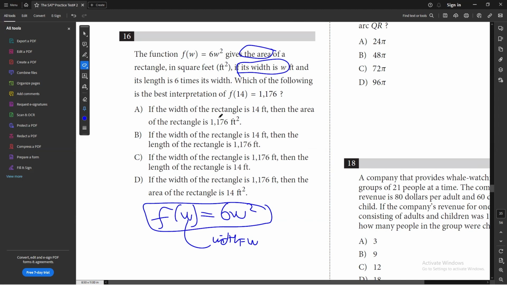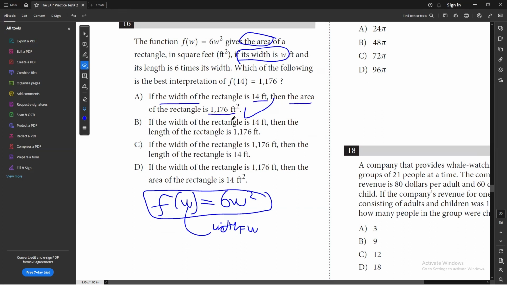If the width of the rectangle is 14 feet, the area of the rectangle is 1176 square feet. This is correct because it's saying the width and we're finding the area, and these numbers aren't wrong either. So this might be the correct answer. But just make sure to check the other answer choices if you have time. It will be very helpful.